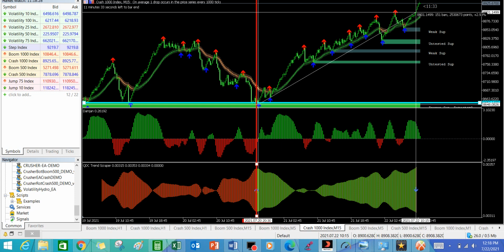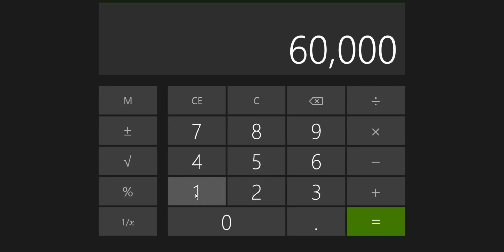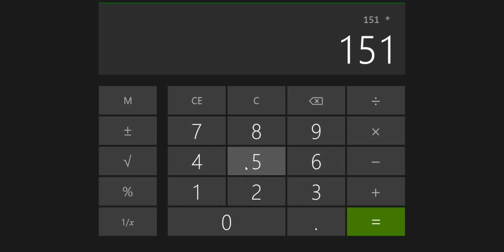So this actually gave us 151 candles, so we can do some calculations to know the number of minutes spent in the market. So that is 151 candles. Okay, 151 candles times 15 minutes. This actually gave us 2265 minutes opportunity to milk the market.